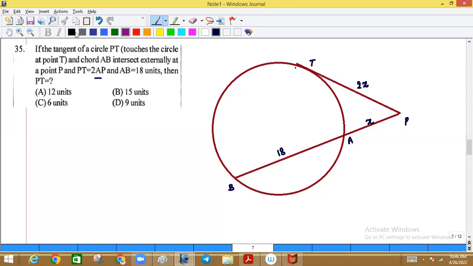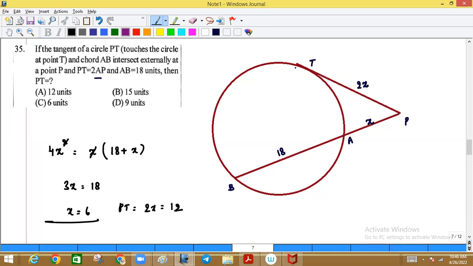If a tangent and a chord intersect, yesterday's class, the very first formula, what is it? If a tangent and a chord intersect, tangent square, that is PT square, is equals to AP into BP or PB. X X cancel. 3x is equals to 18, x is equals to 6. Then PT is equals to 12. Is that clear?